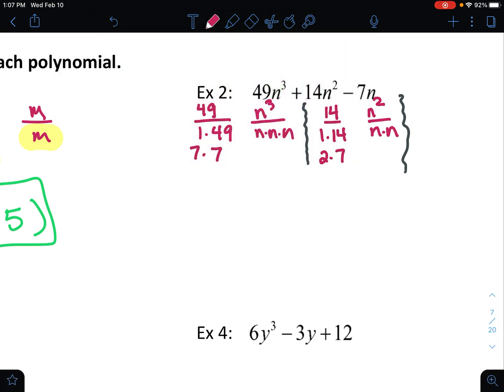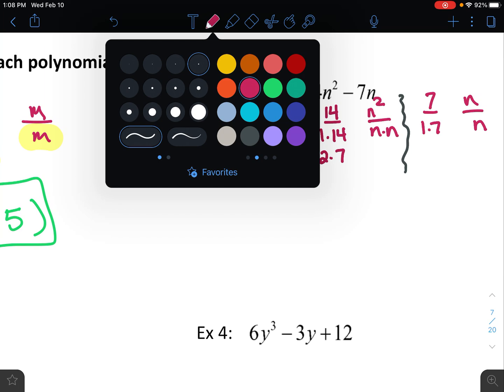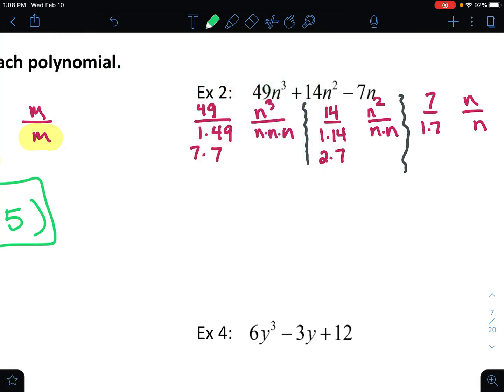I'm just going to do these from the positive perspective. I have 7, and then I have n. So 7 is just 1 times 7, and then of course, if it's just n, there's just 1 of them. All right, so I'm going to circle the largest factor that's a number between all 3 pieces. So I'm looking at the numbers, the 49, the 14, and the 7.